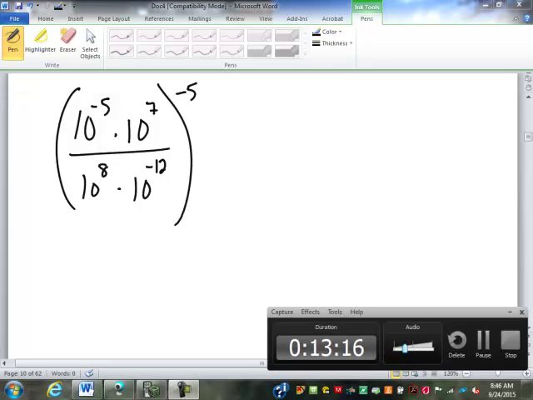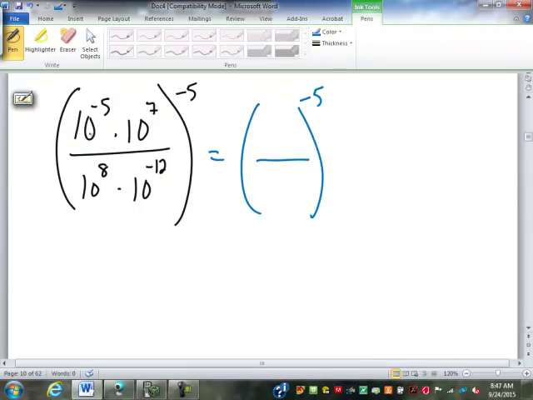Try that one quick. Let's get the first step out of the way. We're going to do the top and the bottom. 10 to the negative 5 times 10 to the 7th is 10 to the 2. Negative 5 plus 7 is 2. And on bottom, 10 to the 8th times 10 to the negative 12 is 10 to the negative 4. Anybody need more time to finish it up from there?